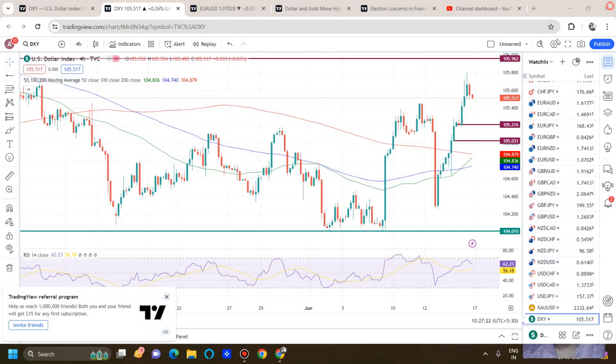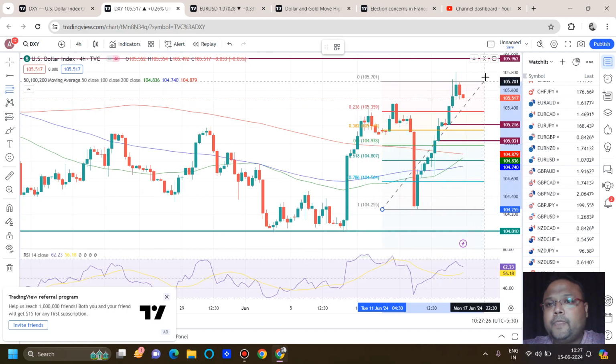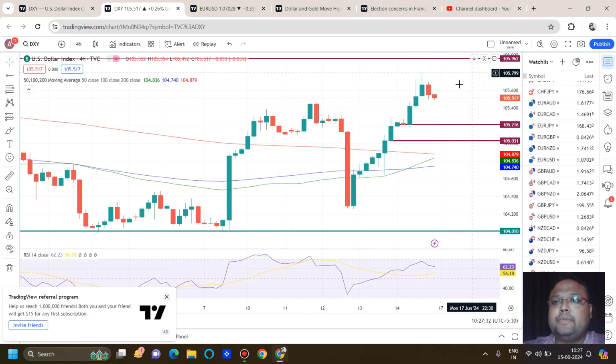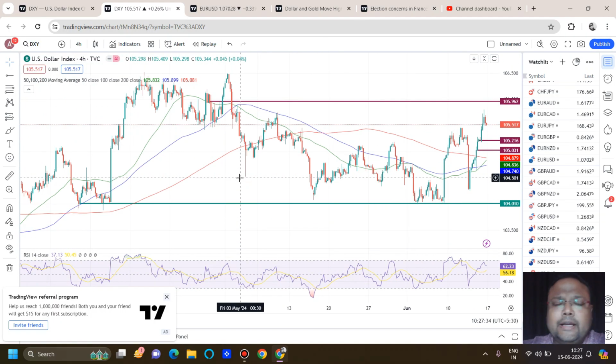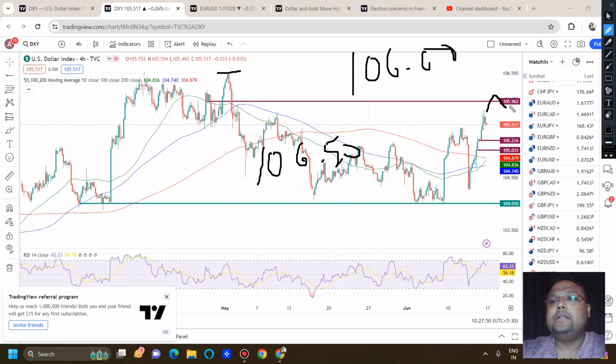And if you're wondering why, then we are simply using FIBO here. We can see FIBO 38.2% retracement level, and here we have FIBO 50% retracement level. And to continue the upside, DXY needs to cross 106 level. Then only we can expect the DXY to head towards the next high of 106.50, this high. So at first it needs to cross this level.